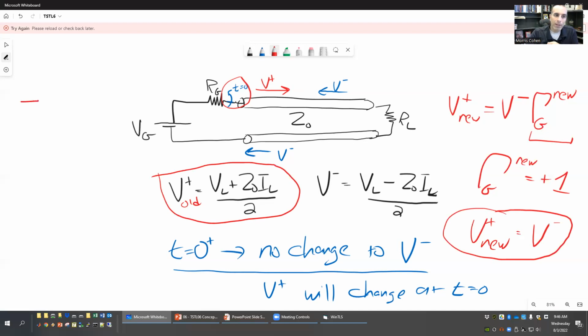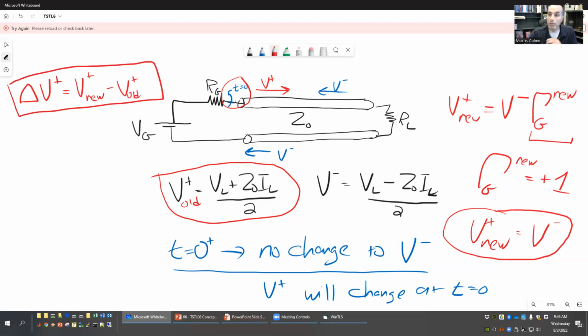So there is basically a delta V positive, which we could write as V positive new minus V positive old, right? This is basically going to be the delta, or the change, as a result of the opening of that switch, or basically because of the removing of that voltage injection by the generator.